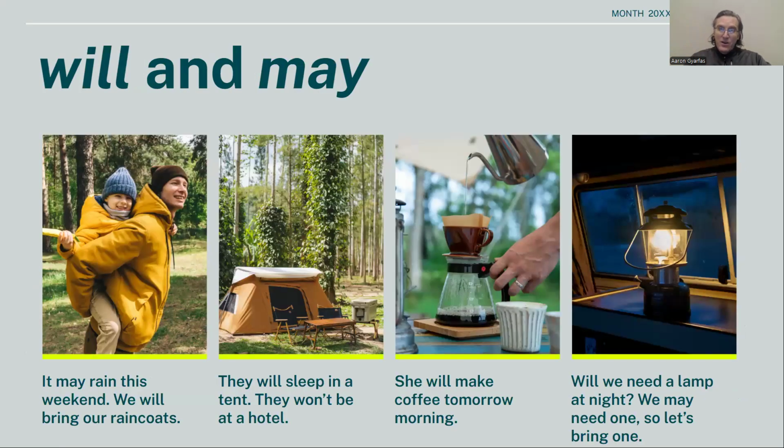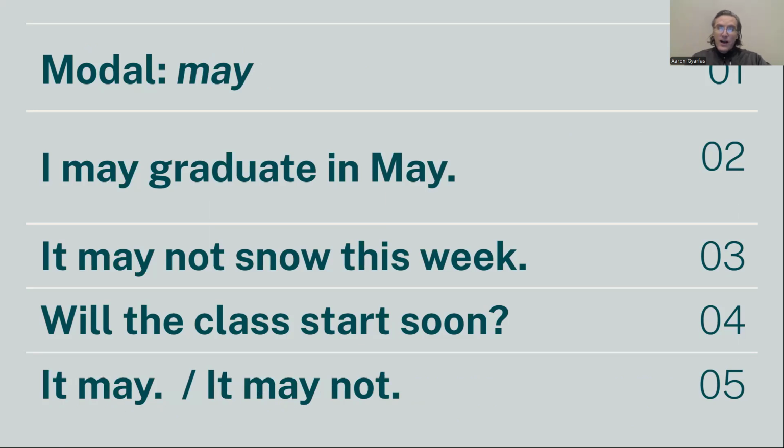May is also a modal, just like will. So I can say I may graduate in May. It may not snow this week. May is talking about the future, but we are not sure. We don't really know. So will I graduate? I don't know. I may graduate. Will it snow? I don't know. I'm not sure. It may snow. It may not snow.